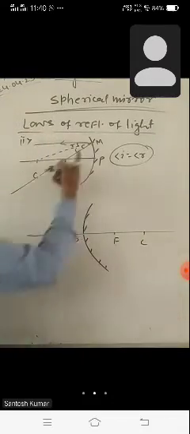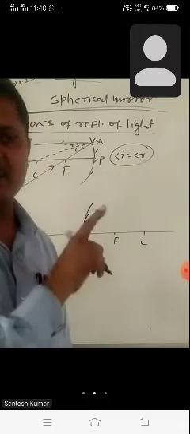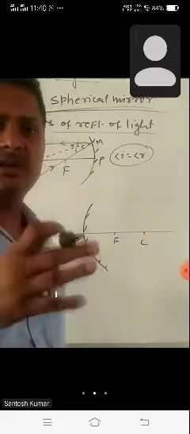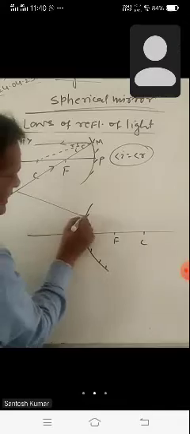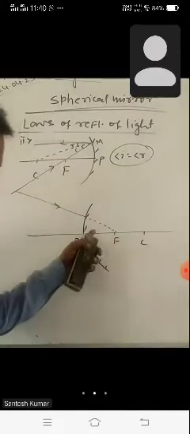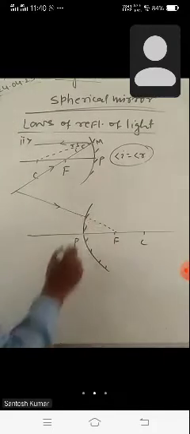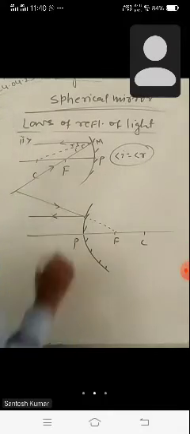This time, the light ray is passing through the focus, but you know a convex mirror has a virtual focus. So the light ray will not pass directly through the focus. It will be directed towards the focus. It will appear to move towards the focus. After reflection, it will become parallel to the principal axis.